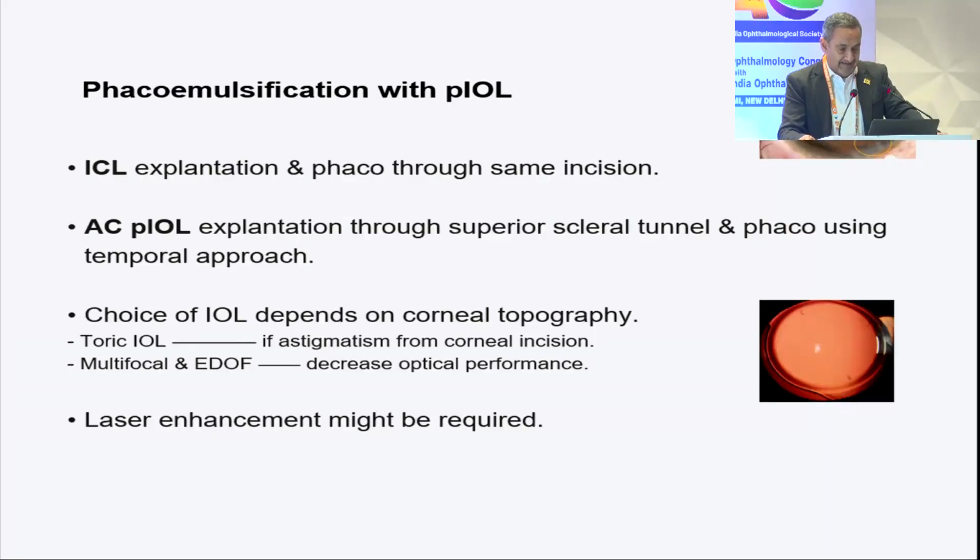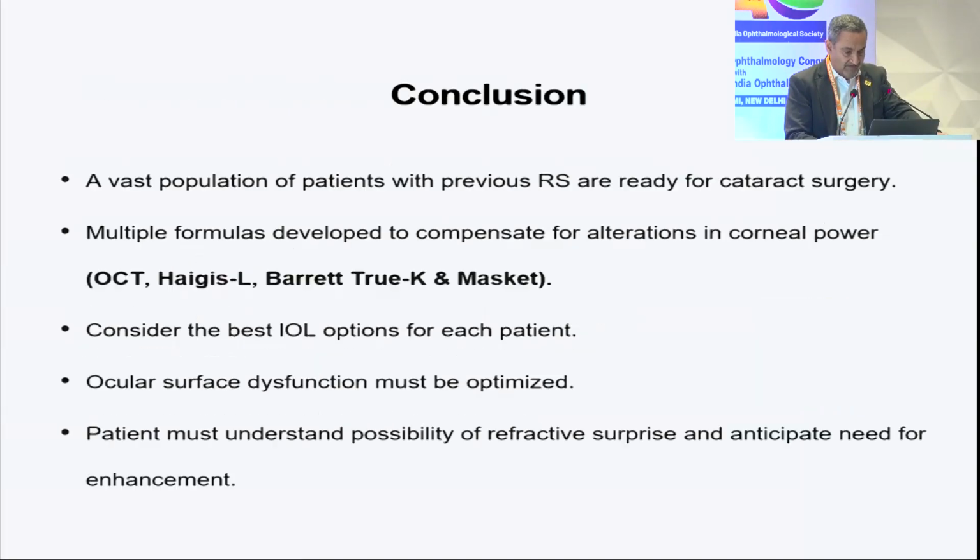If you have an ICL explanted, you can do the phaco through the same incision because it's foldable, as you all know. In case of an anterior chamber phakic IOL, rigid or PMMA, you can explant the IOL through a superior scleral tunnel, and you can do the phaco through a temporal incision. Laser enhancement might be required in these cases.